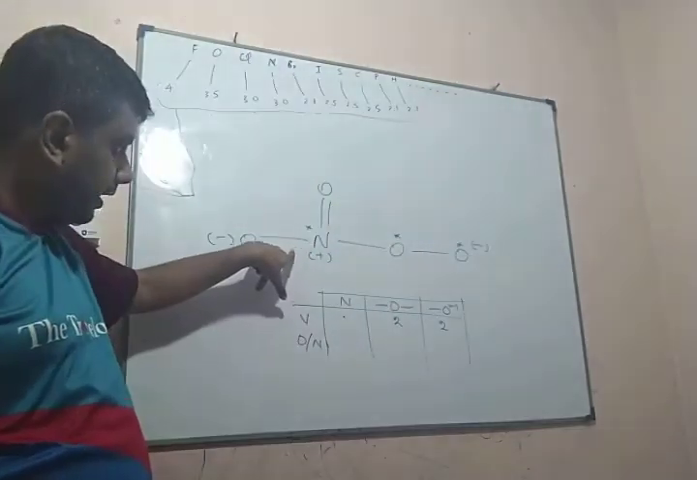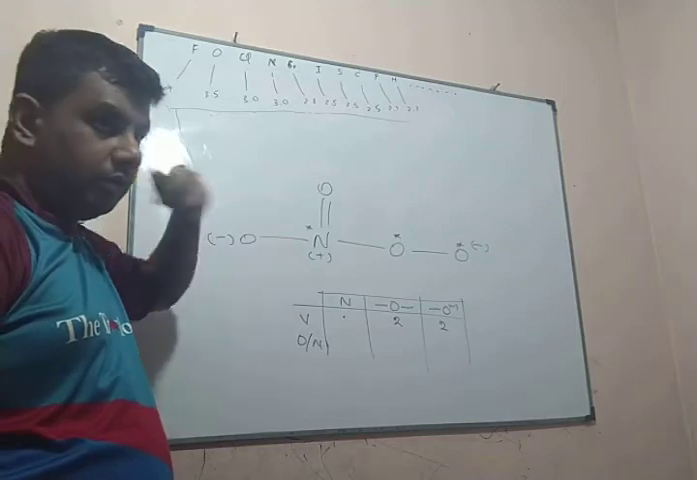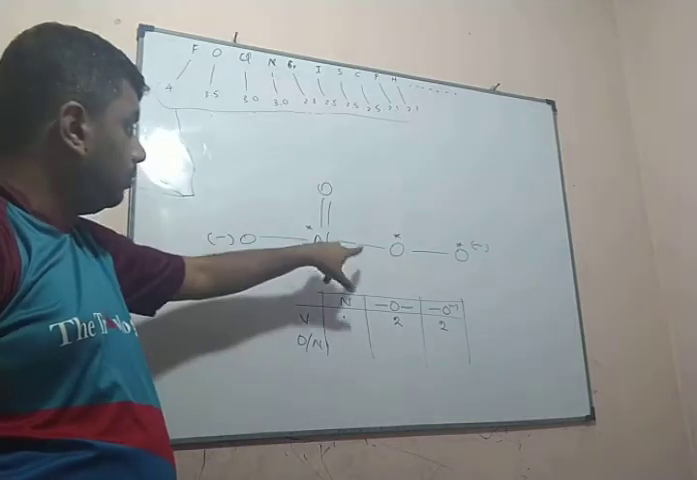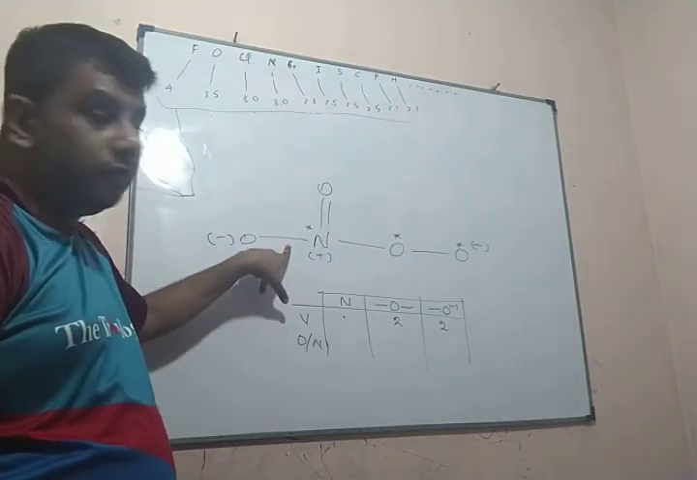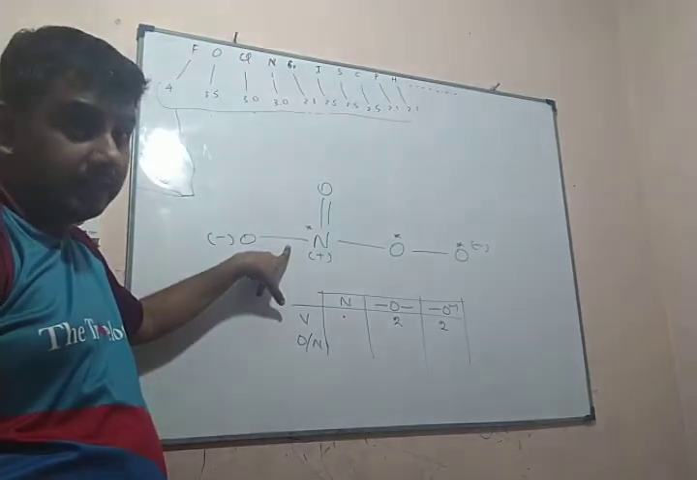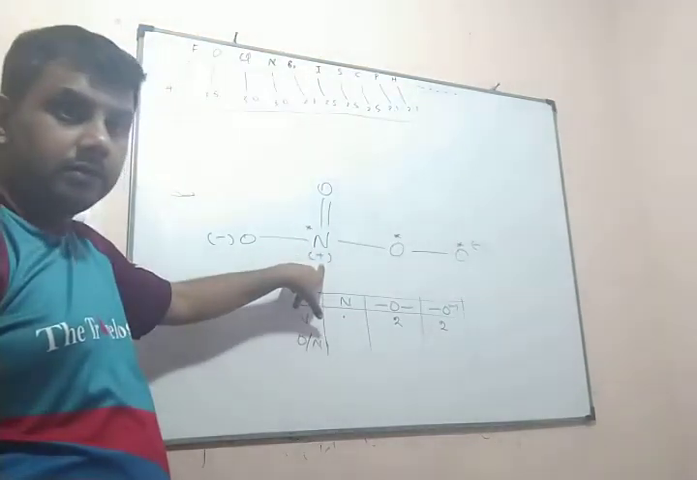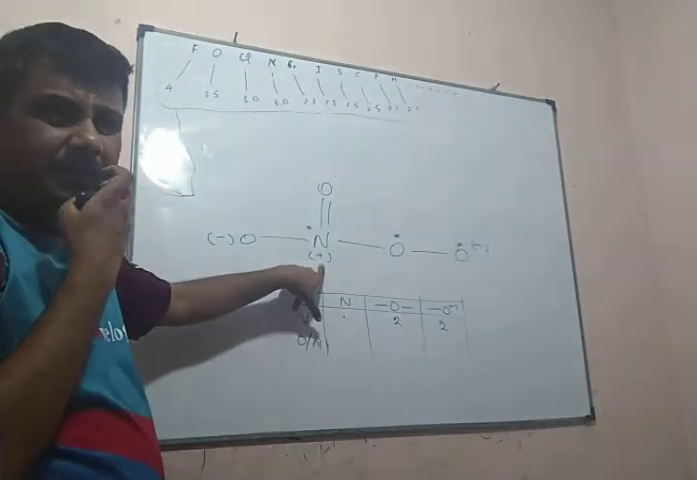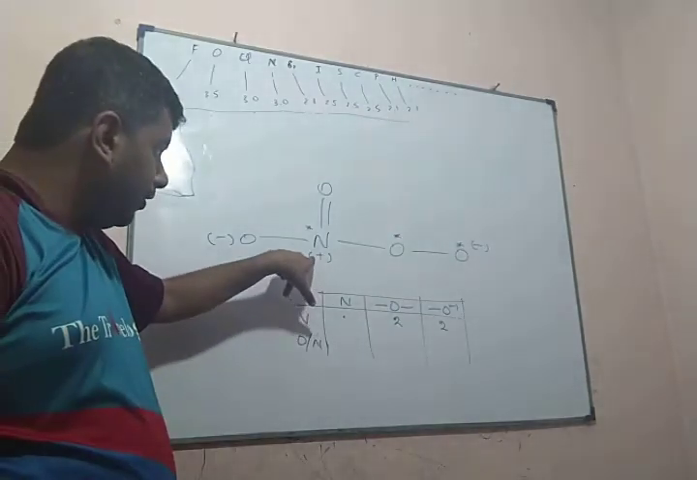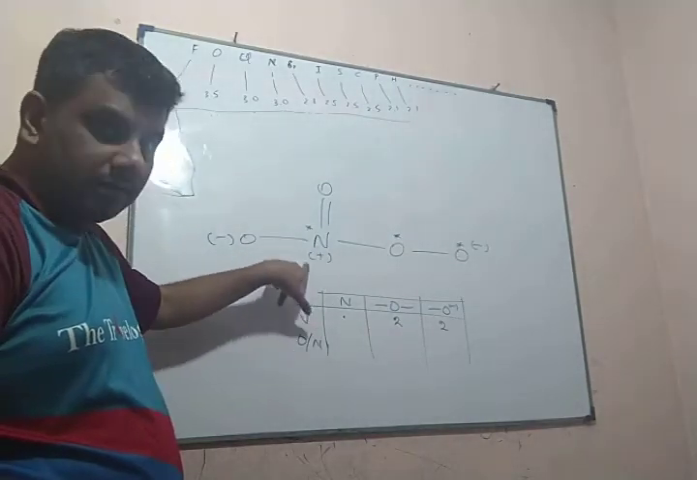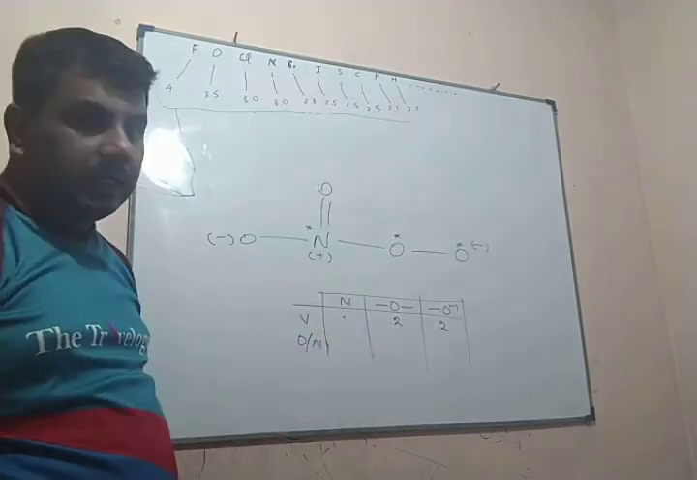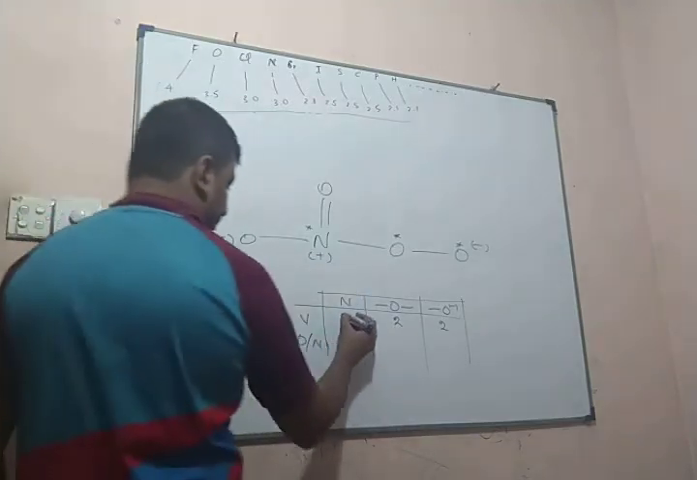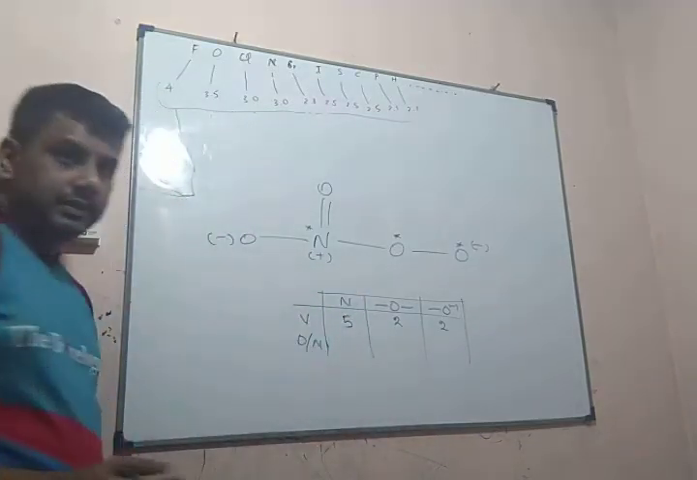And what about here? Nitrogen. Covalency 1, 2, 3, 4. 4 covalent bonds. So covalency is 4. And electrovalency. Electrovalency means what? Magnitude of charge 1 plus. So 1. 1 plus 4. Totally 5. And this is the valency.